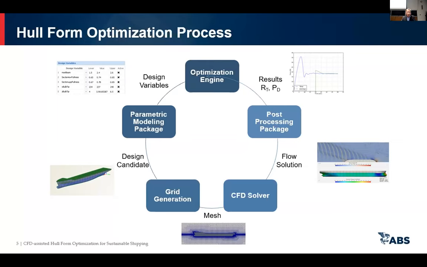You have to run the CFD software until it converges. Once it's done, it automatically generates the objective function, the number of interest, and it feeds back into the optimization engine, and the optimizer knows or decides what the next design candidate should be generated based on a predetermined optimization framework or optimization setup.